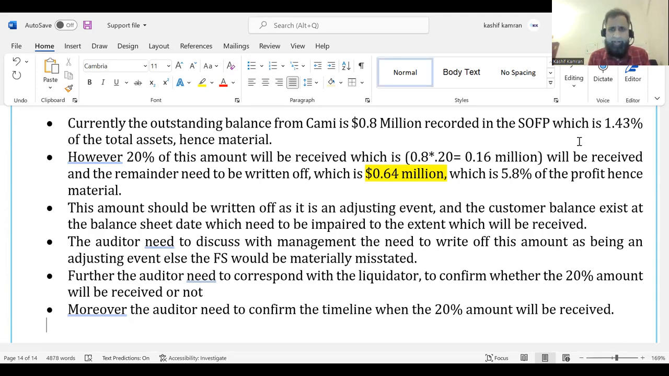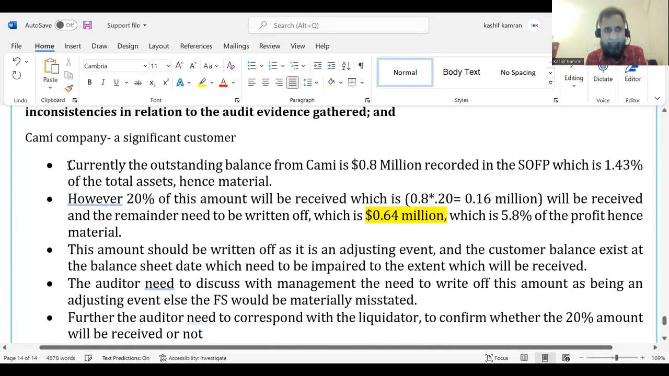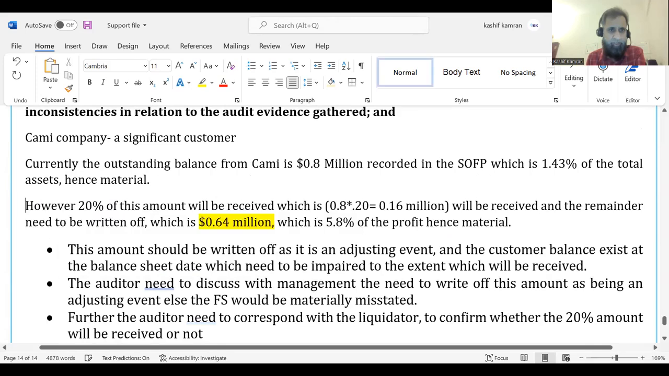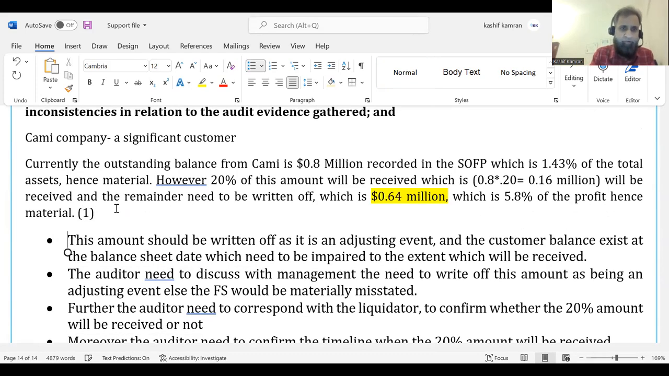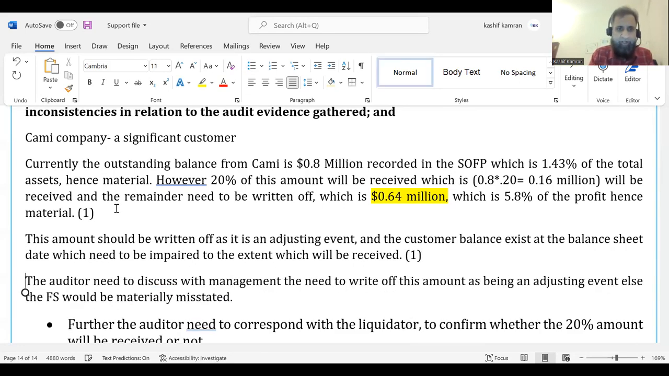So see how many marks have I taken here? Actions, procedures, 1, 2, 3, 4, 5 marks, right? If I just take materiality in focus, I get 1 mark for materiality. Just let me structure it like this. 1 mark for materiality here, right? This amount should be written off, 1 mark. Then the auditor needs to discuss with management the action, 1 mark.